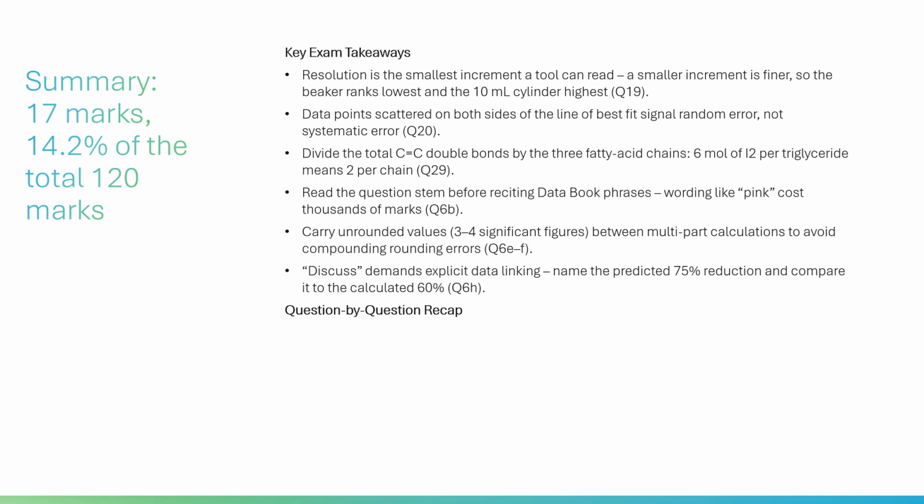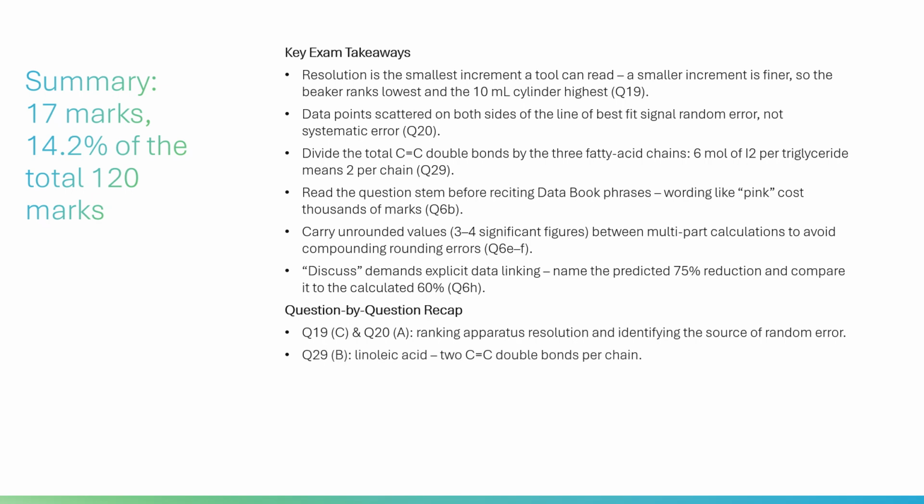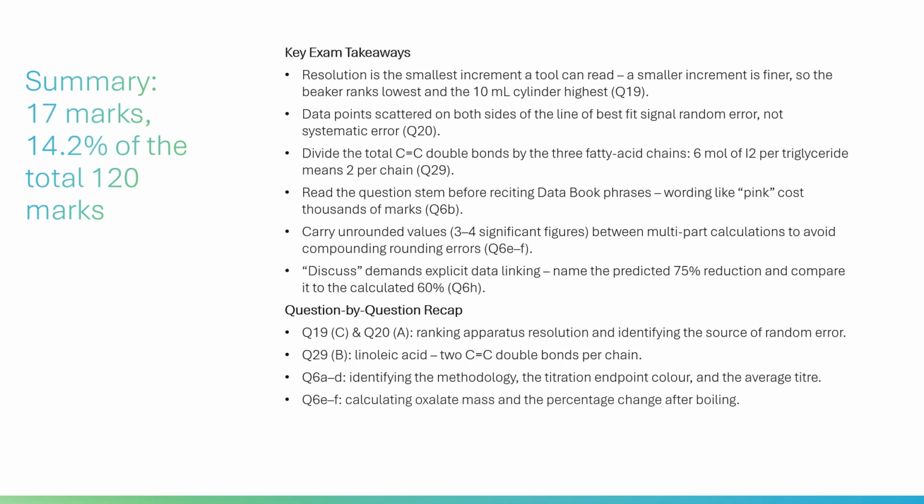Question by question recap. Q19 and Q20, A: ranking apparatus resolution, and identifying the source of random error. Q29, B: linoleic acid, 2C=C double bonds per chain. Q6a: identifying the methodology, the titration endpoint color, and the average titer. Q6ef: calculating oxalate mass and the percentage change after boiling. Q6gh: why rinsing the cooked spinach matters and evaluating the hypothesis honestly.